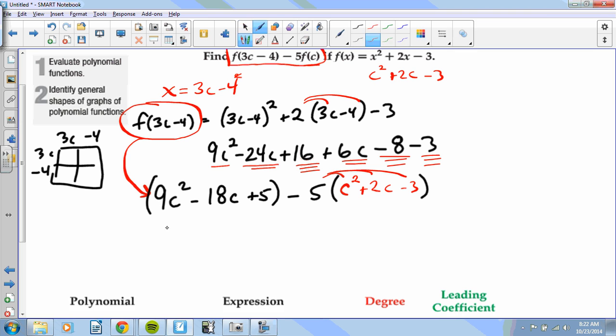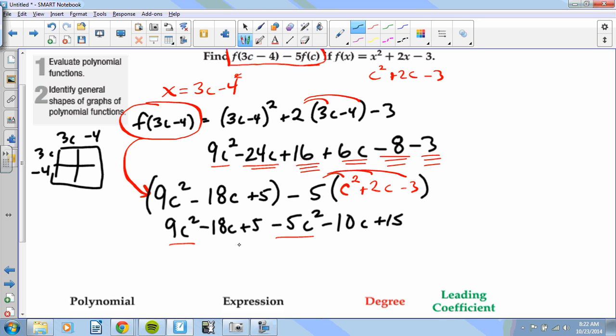Okay, so I will have 9c squared minus 18c plus 5, and then here I'll have minus 5c squared, a minus 10c, and then negative 5 times negative 3 is a positive 15. And once again, this becomes an idea of using your order of operations and figuring out where we're going. So c squared's cool. That becomes 4c squared, because 9 minus 5 is 4. Next is my c's. Negative 18 and negative 10 is negative 28c. And then I have a 5 and a 15, both positive, so it's a positive 20.